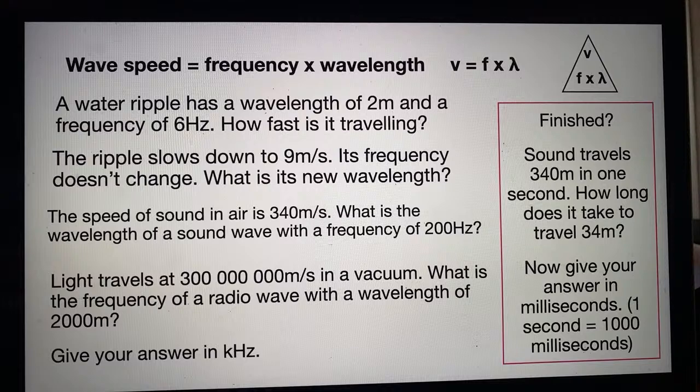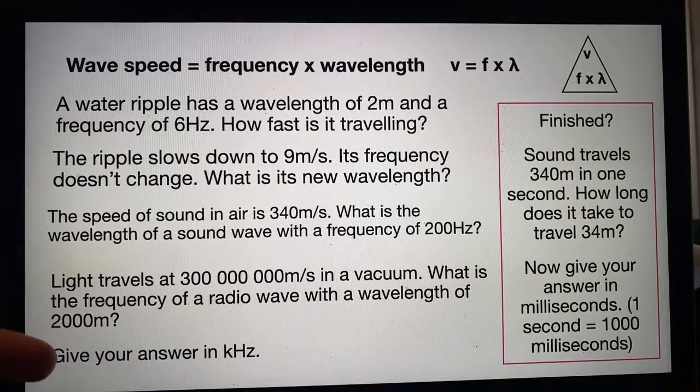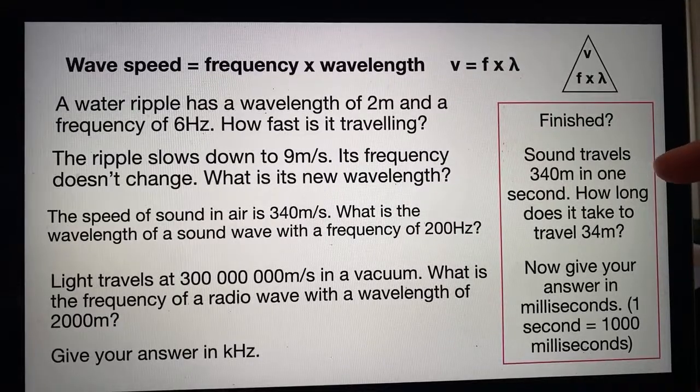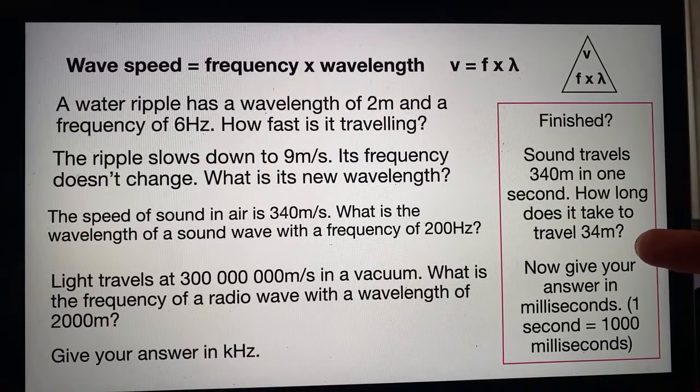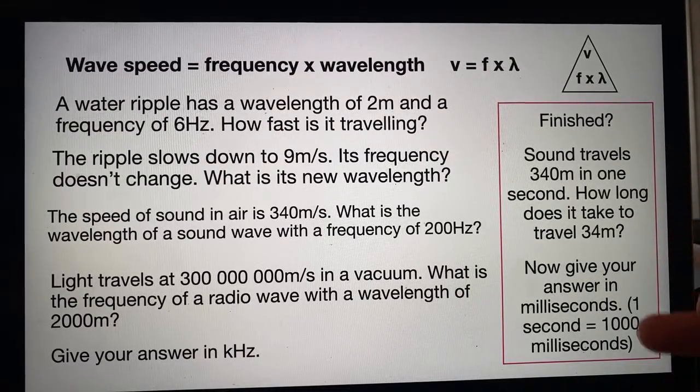You had to be really on the ball when I was doing that little recap at the beginning. And if you love maths and you really want some brain exercise, can you give your answer to that last question in kilohertz, not just hertz? And if you finished, sound travels 340 meters in 1 second. So how long does it take to travel 34 meters? And if you've done that, can you give your answer in milliseconds as well? So there's 1,000 milliseconds in 1 second. Have a go at that.